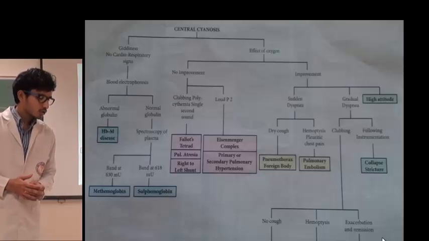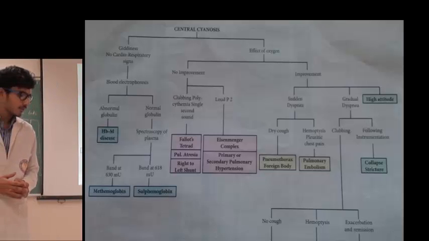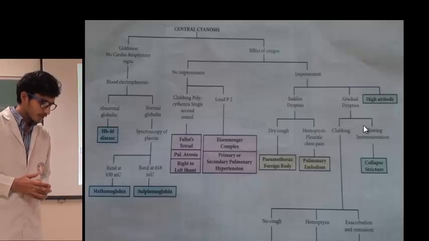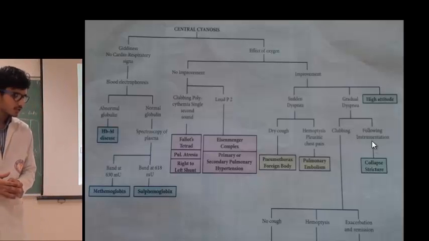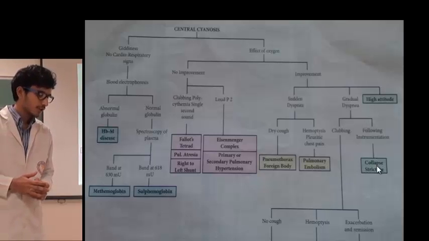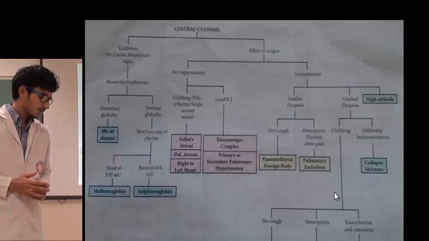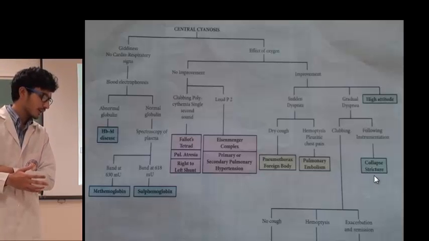Normal central cyanosis can also be seen at higher altitudes where the oxygen saturation is comparatively reduced. And if gradual dyspnea is seen following instrumentation, there may be a collapse of a structure which has occurred due to the instrumentation.